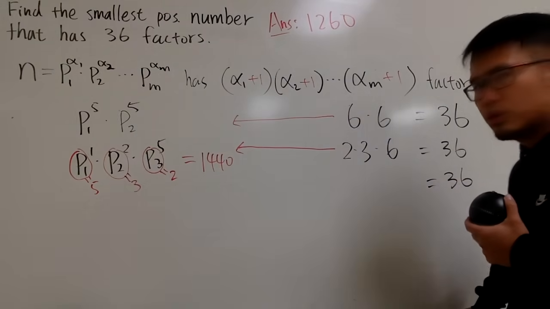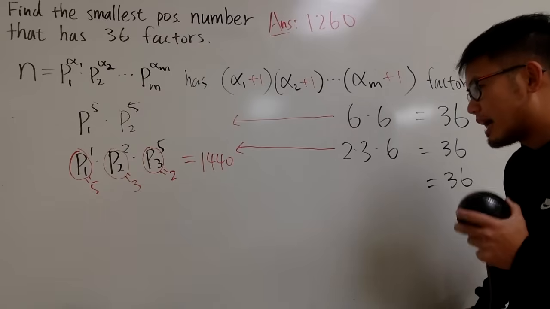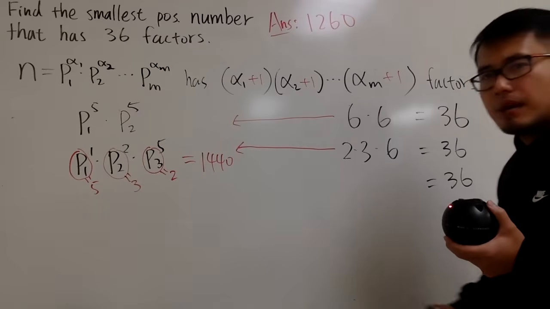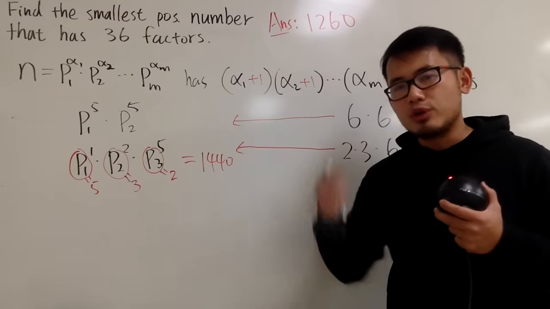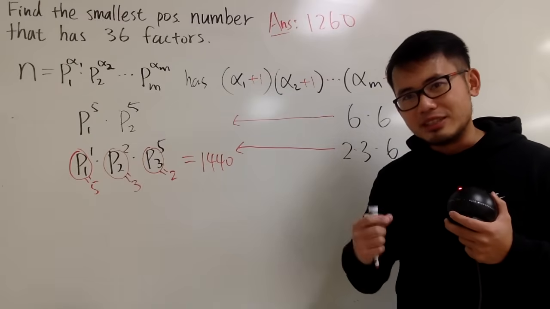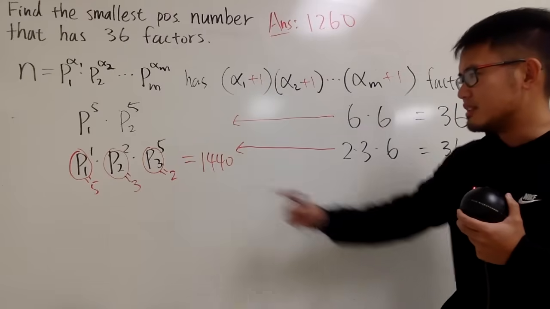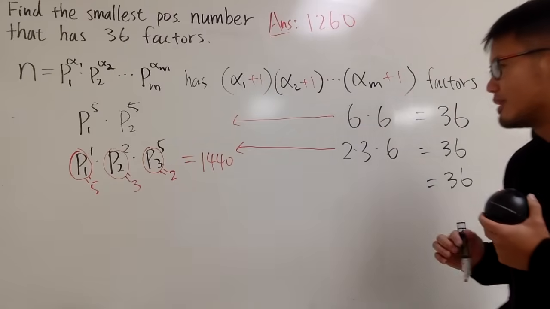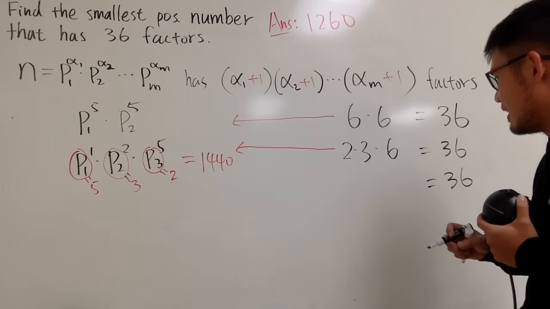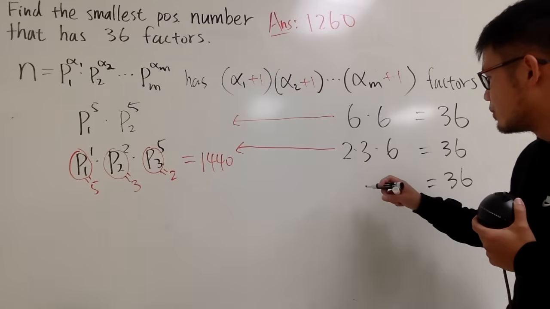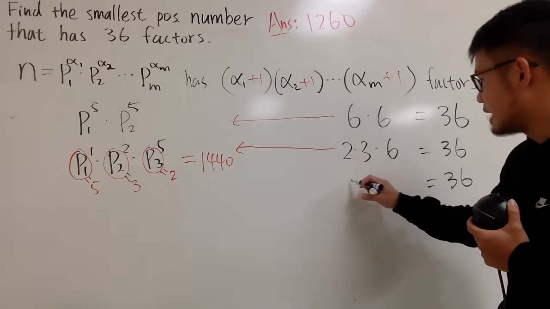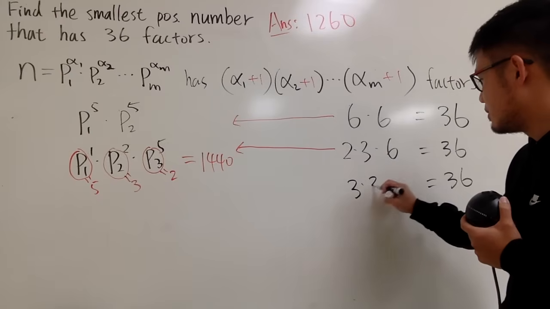Maybe we can do 4 times 9, which is 36. But if you're talking about 4 and 9, that means you're talking about something to the third power and something to the eighth power. So I don't think that will give us anything smaller than that. You can try and let me know. So instead of that, let's do 3 times 3, which is 9, and times 4. 3 times 3 times 4.